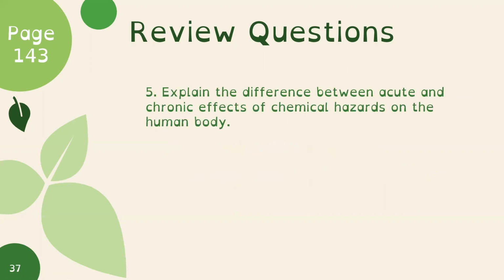Okay, number 5, explain the difference between acute and chronic effects of chemical hazards on the human body. So remember that acute means short term, and chronic is long term. Both can be significant, both can be really quite detrimental and really life-changing.